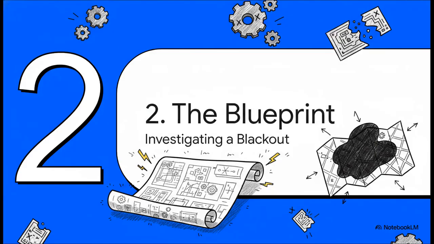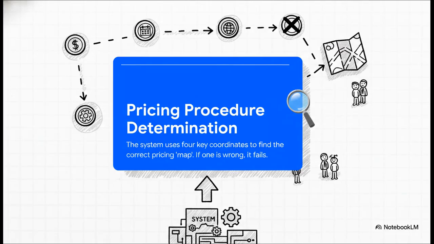So let's tackle the biggest, most obvious case first, the total blackout. When the entire pricing system fails to even show up, it almost always points to a fundamental flaw in the system's blueprint. You know, the core set of instructions it needs just to find its way. Think of the system like a GPS. Before it can give you directions, it needs to know exactly where it's going. To do that, it needs 4 key coordinates to pinpoint the right pricing map or procedure for any given sale.